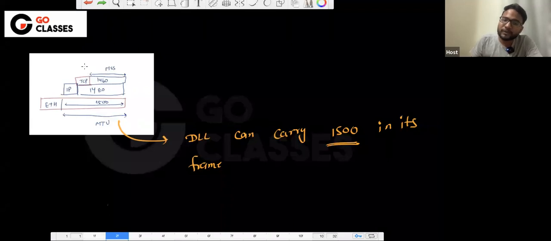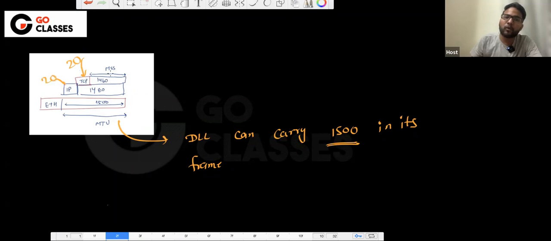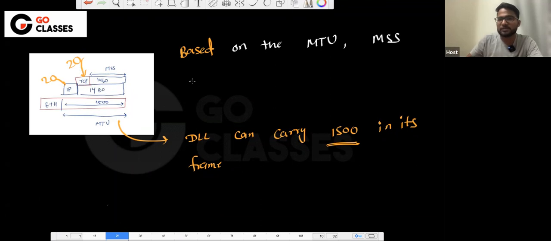From the TCP layer perspective, let's suppose this header is also 20 bytes. From the TCP layer perspective, you can carry only 1460 bytes of data, and that is called the maximum segment size. So based on the MTU, we decide the MSS. We will talk about the MSS later in the TCP lectures, but here I'm just telling that based on the MTU, the MSS is decided. What is MSS? The maximum segment size that TCP can carry.